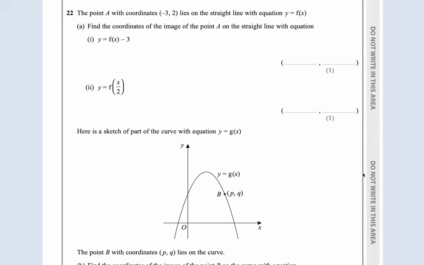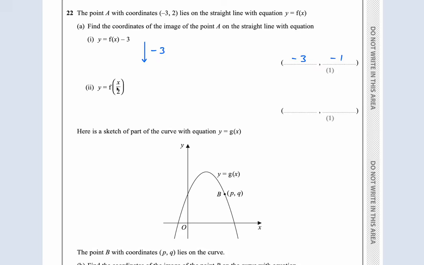Question 22. The point A with coordinates (minus 3, 2) lies on a straight line with this equation. Find the coordinates of the image of the point A on the straight line with equation minus f of x minus 3. Okay, so it doesn't even matter that it's a straight line, guys. All that we're doing is we're transforming this point. So minus f of x minus 3 is a translation vertically by minus 3. So that means my x coordinate stays the same, and I'm going to take 3 from the 2. 2 minus 3 is minus 1.